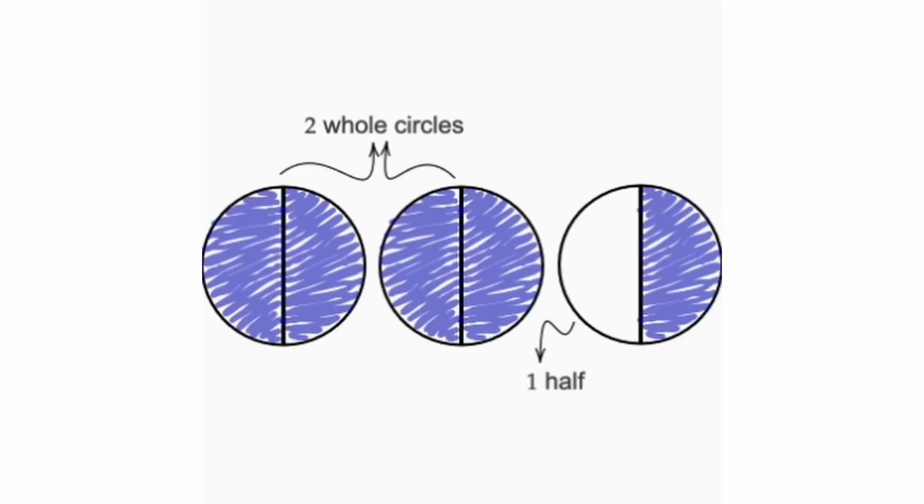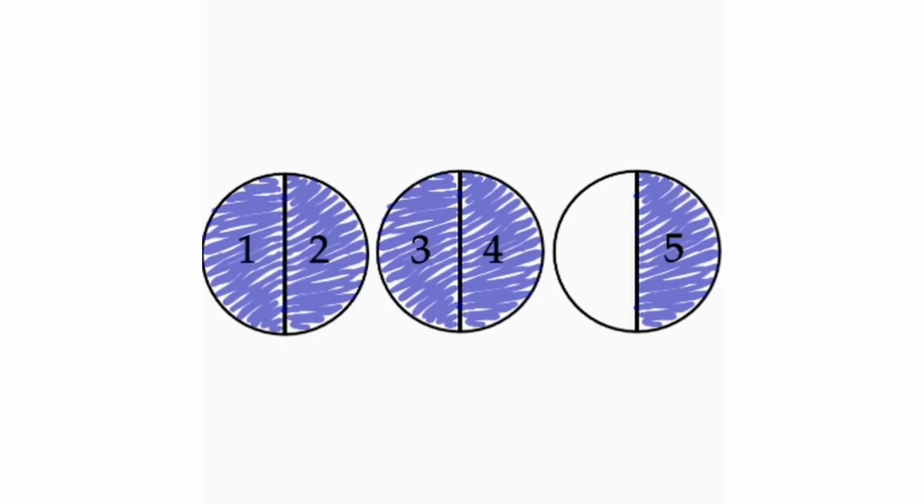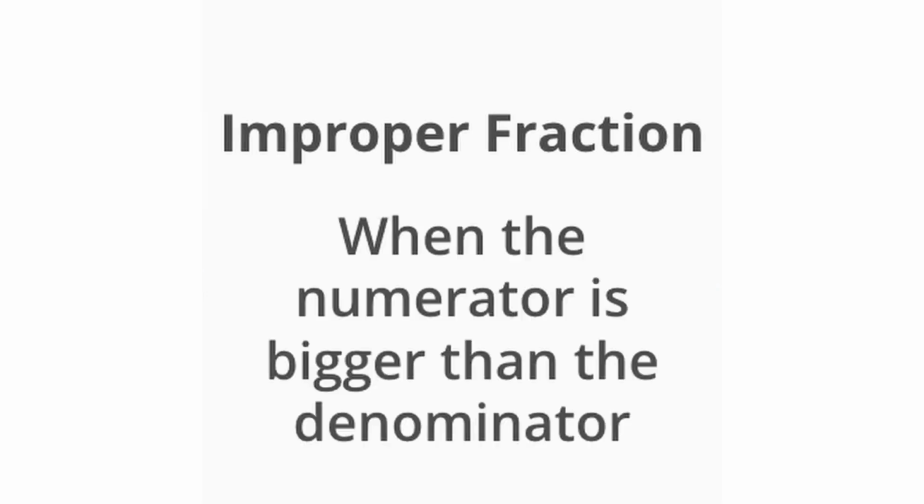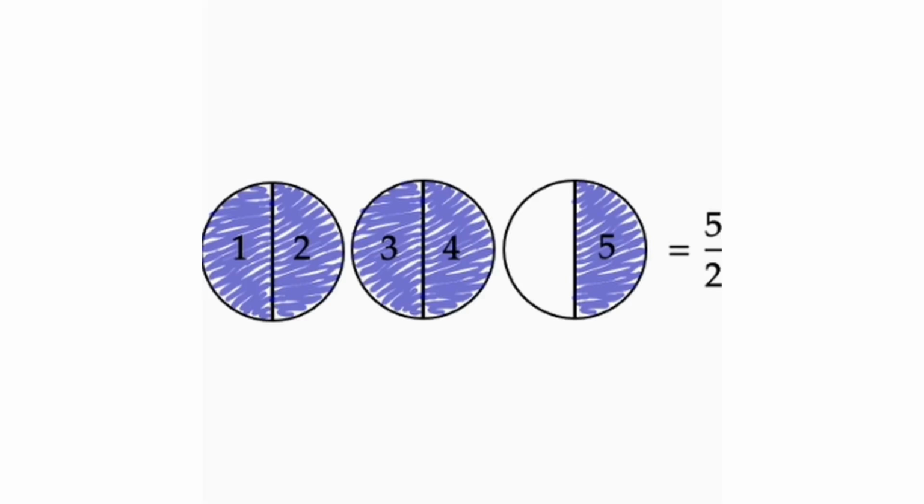If you count up all the halves, there's 5 halves altogether, which brings us to improper fractions, where the numerator is bigger than the denominator. So the 2 1/2 we just had, the improper fraction will be 5/2, or 5 halves, as it is the total amount of segments you have. Just like before, we counted it up and we counted 1, 2, 3, 4, 5. That means in total we have 5 segments, so 5/2.